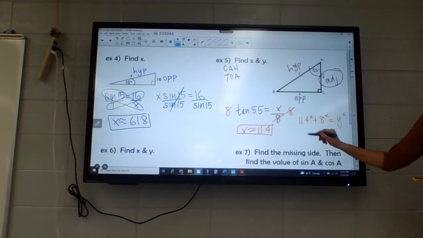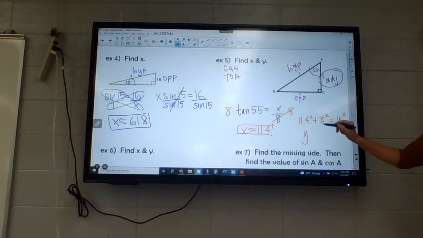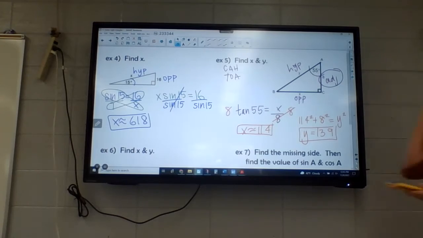So I ended up having to take the square root of those two together, and I end up with about 13.9. Now yours might be a little bit different depending on how much you rounded your 11.4. If you used 11.4, you should get the same outcome.